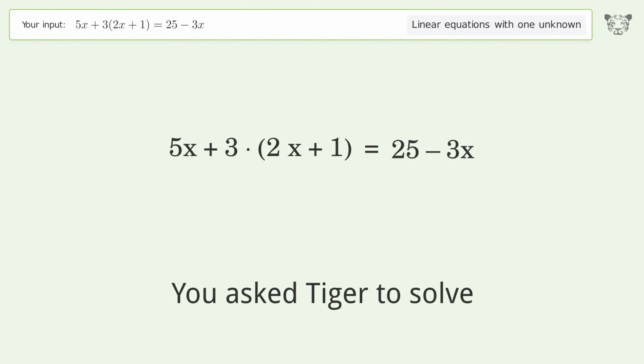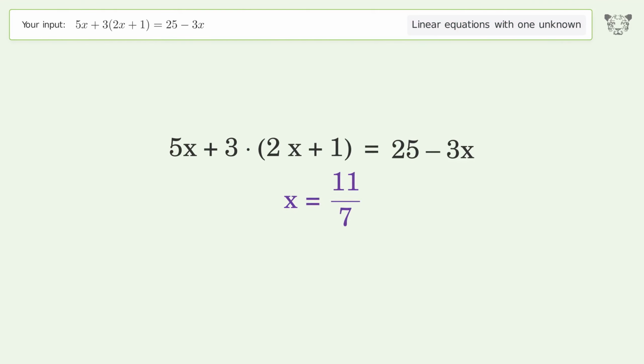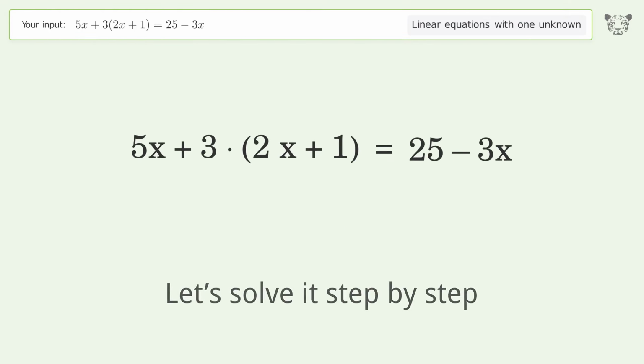You ask Tiger to solve this. This deals with linear equations with one unknown. The final result is x equals 11/7. Let's solve it step by step.